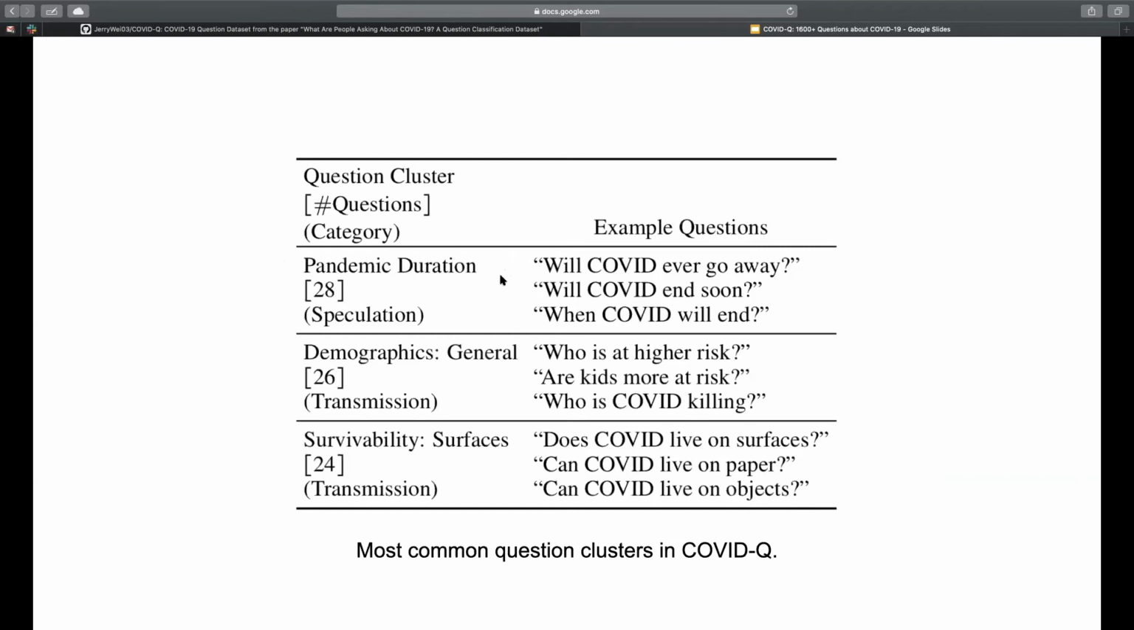I've reported some of the most common question clusters in our data set here. In each of these large rows, the top row is the question cluster name, below that is the number of unique questions in that cluster, and below that is the category of the question cluster. For example, there are 28 questions in the cluster pandemic duration, and this cluster is marked as being in the category speculation. Most importantly, I want to refer you to these example questions, which let you see how we've annotated our data set. Note that for each of these large rows, all of the example questions are asking the same thing.